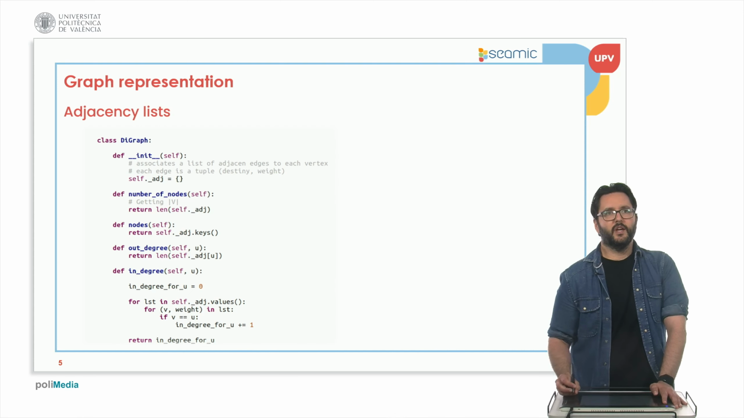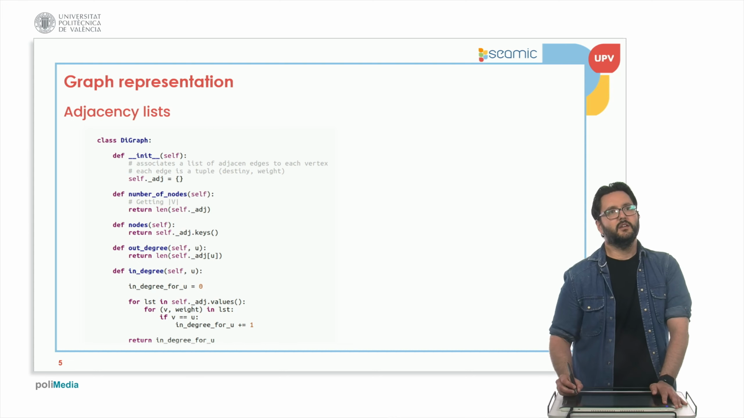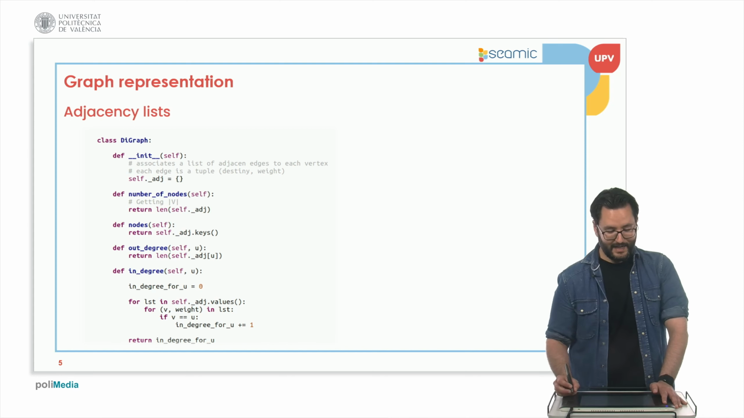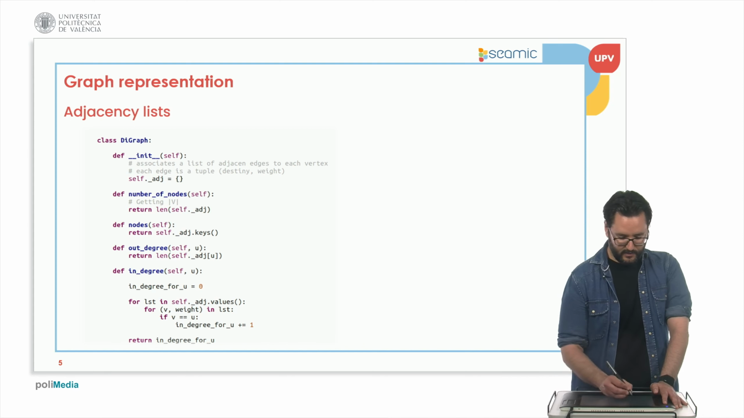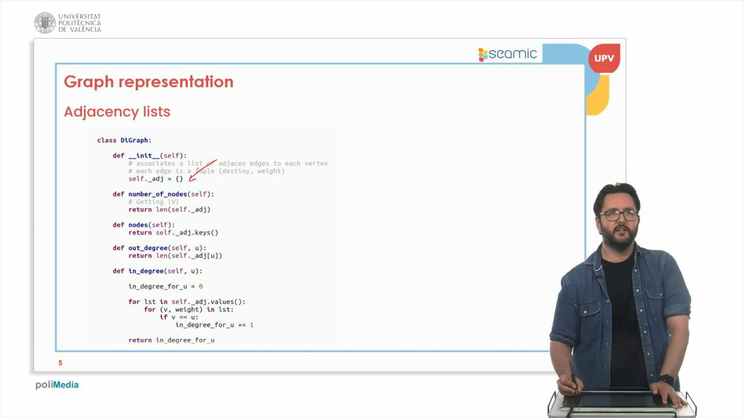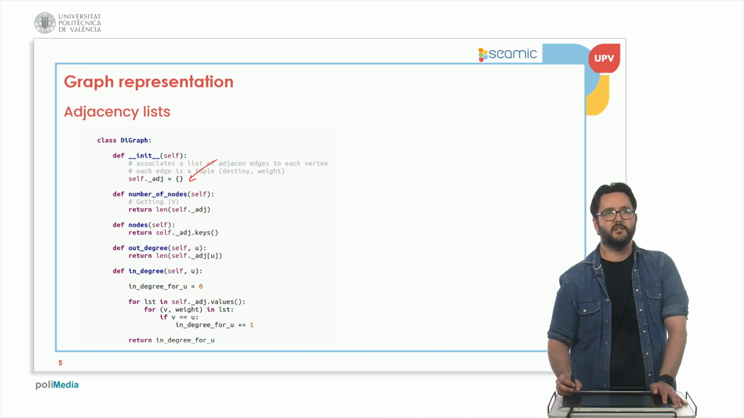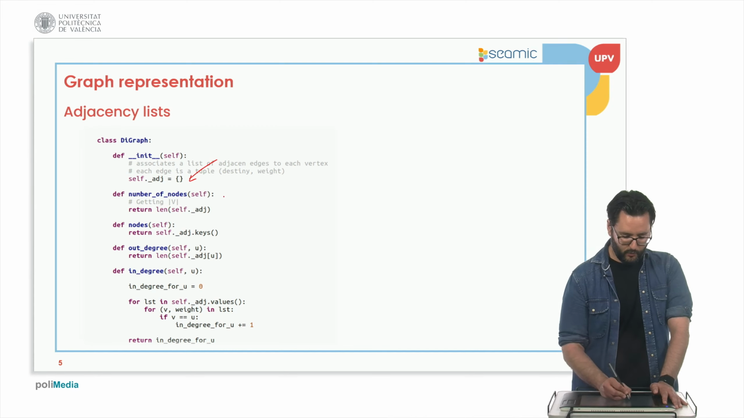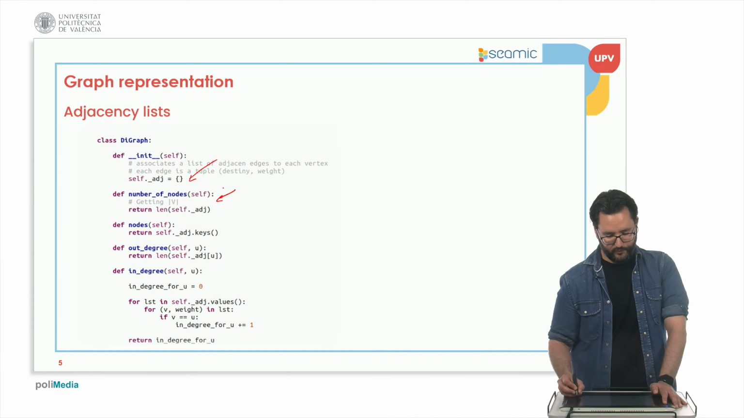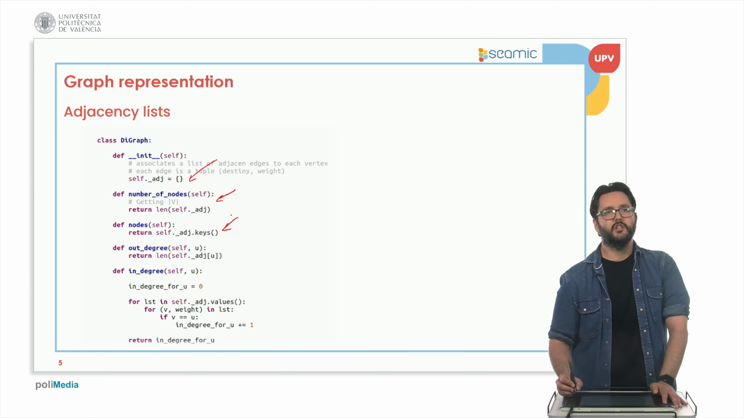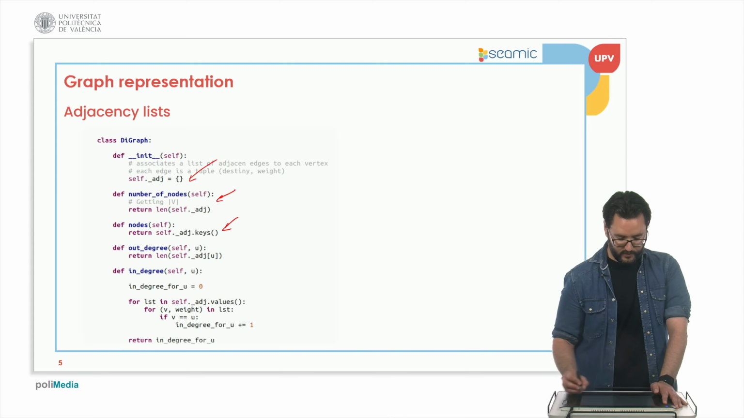Let's see how we can implement this in Python. We have selected here a directed graph using an adjacency list. In this case, we are including here the dictionary that will map from one node to the adjacency list for that particular node. We can obtain the number of nodes, getting the length of this dictionary. We can get also the nodes, retrieving the keys of this dictionary.